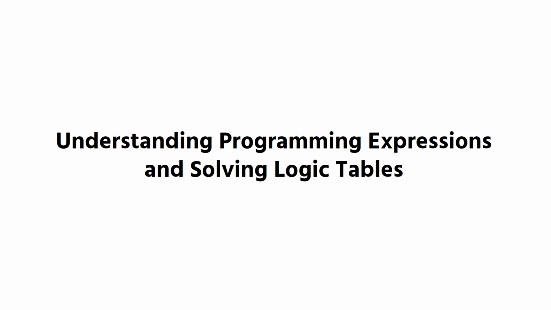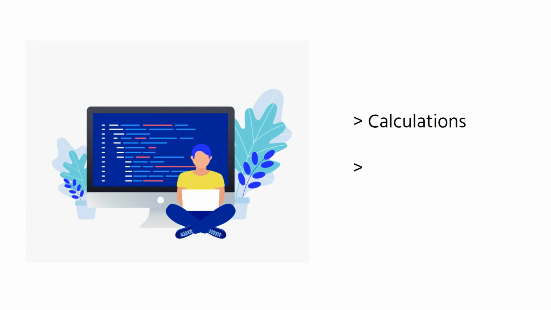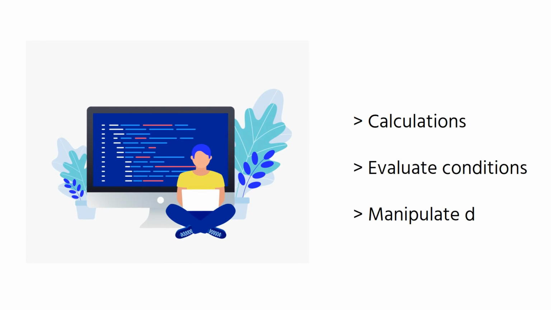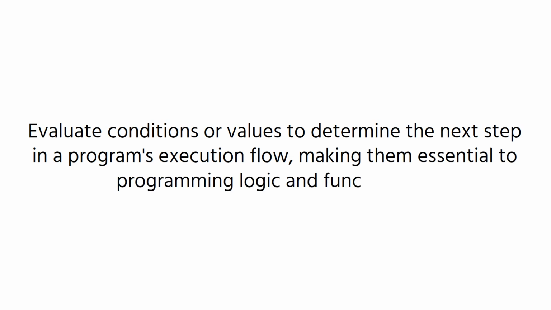Understanding programming expressions and solving logic tables. Programming expressions are the fundamental building blocks in coding. They perform calculations, evaluate conditions, or manipulate data within programs. They often involve operators, variables, and values working together to yield results. These expressions can be as simple as a mathematical operation like addition or multiplication, or as complex as conditional statements that guide a program's decision-making process. The primary role of expressions is to evaluate conditions or values to determine the next step in a program's execution flow, making them essential to programming logic and functionality.